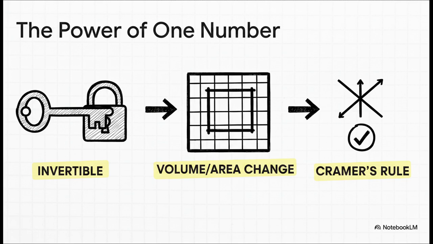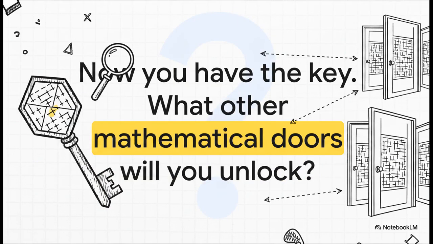And, maybe coolest of all, it tells you how much a shape's area or volume gets stretched or squished when you apply the matrix. A determinant of 1 means the volume doesn't change at all. It's not just some number, it's a deep insight into what the matrix actually is. Look, this cofactor expansion method is more than just a calculation. It's a key that unlocks a much deeper way of looking at matrices. You now have a seriously powerful tool in your mathematical toolkit. So the only question left is, what other doors are you going to unlock with it?